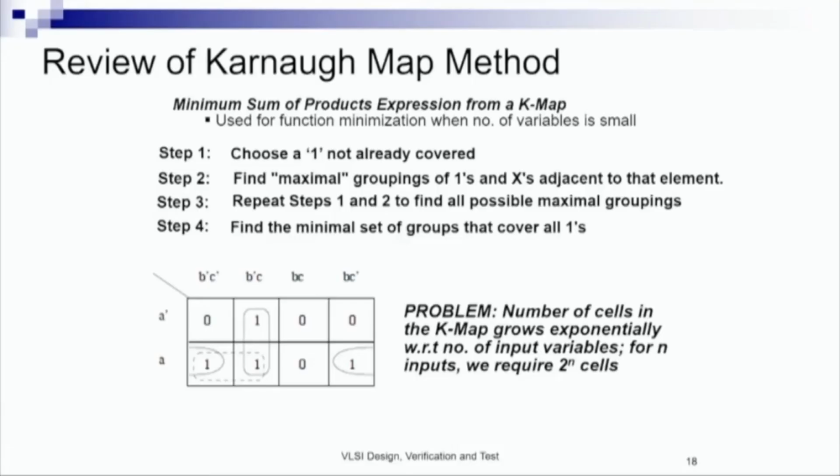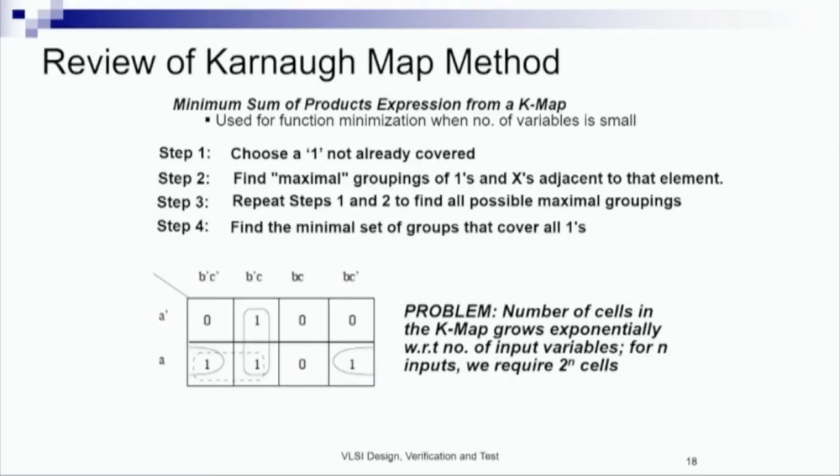A brief review of the Karnaugh map method is as follows. We choose a one which is not already covered. Then we find maximal groupings of ones and don't cares adjacent to that element. We repeat steps 1 and 2 to find all possible maximal coverings. From all these possible maximal coverings, we choose the minimum set that covers all the ones. This is the way the Karnaugh map works.